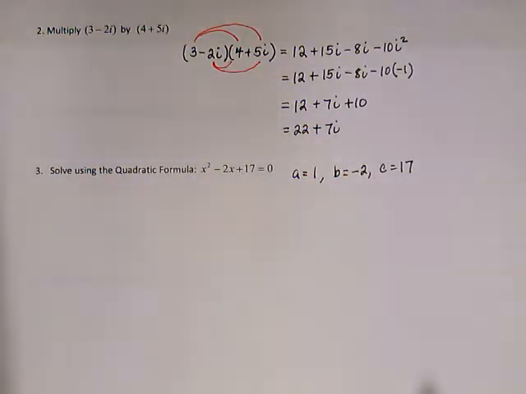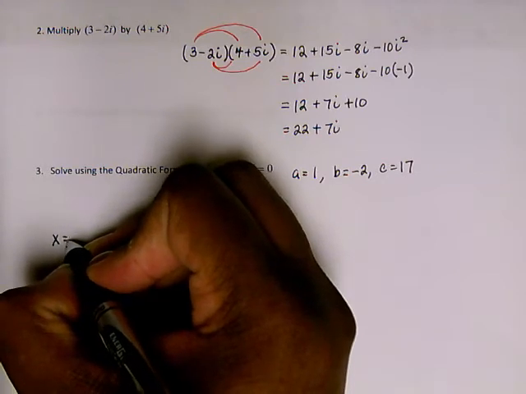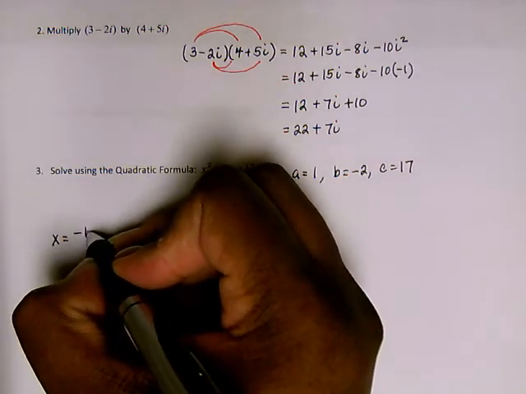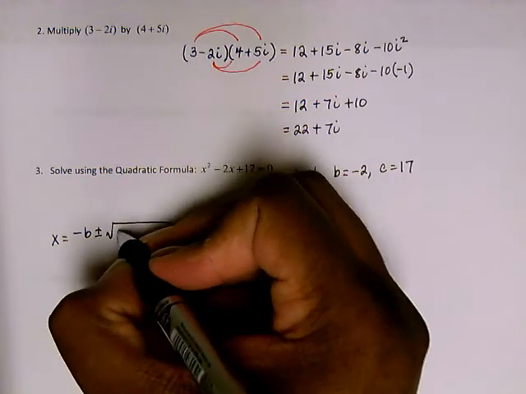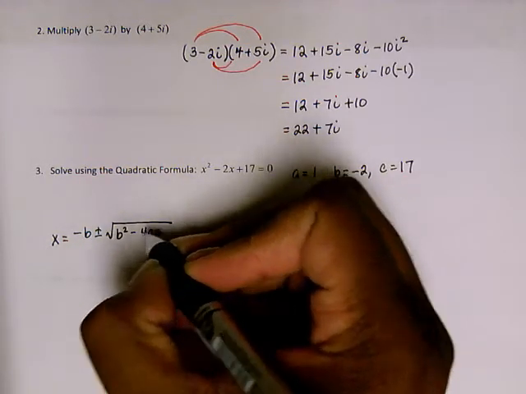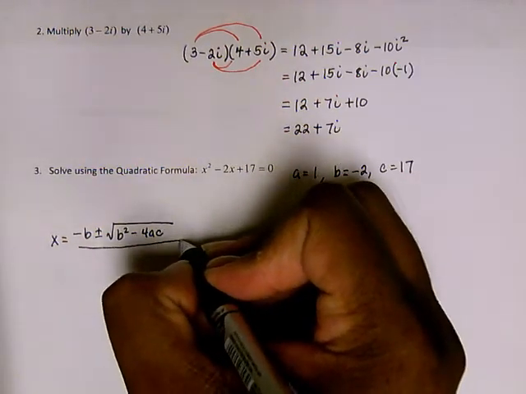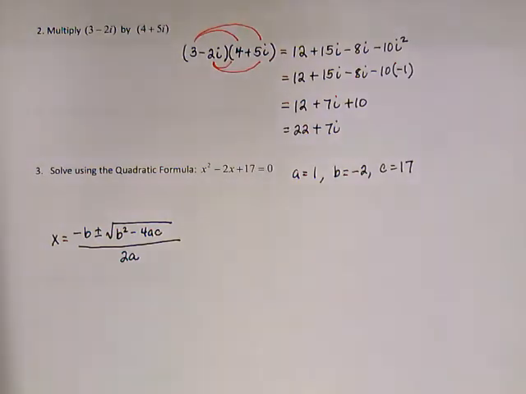Okay? And of course our quadratic formula is going to be x is equal to negative b plus or minus the square root of b squared minus 4ac, and all that's divided by 2 times a. Okay, that's the quadratic formula.